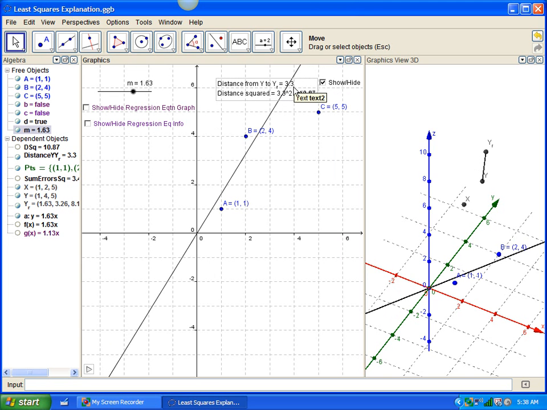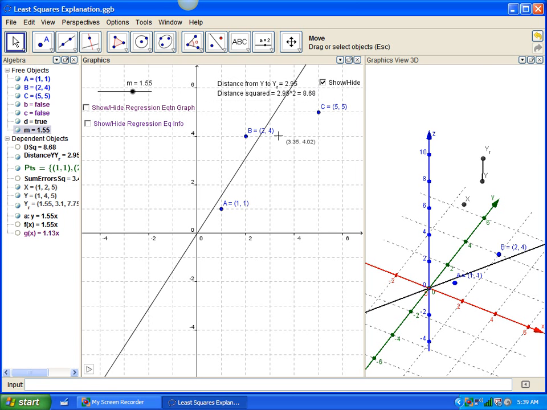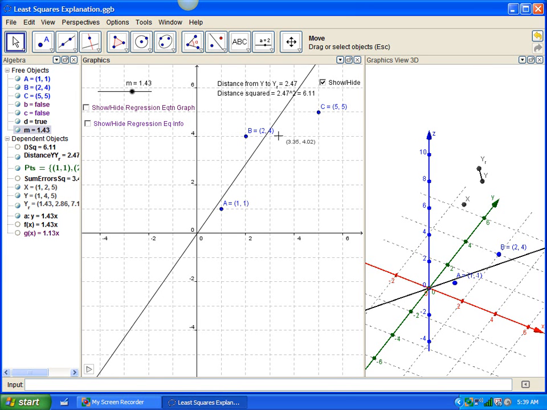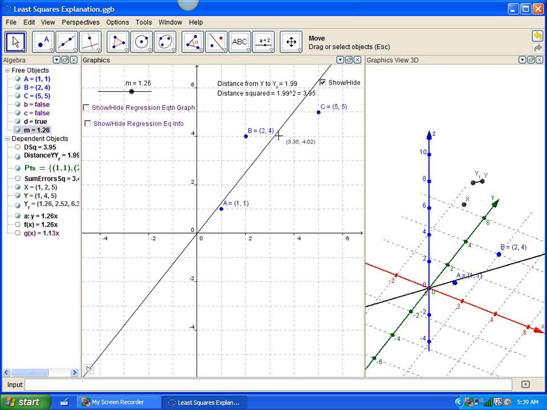See right up here, 3.3 is the distance. And I can make it smaller by changing my slope. Watch over here on the right, you can see it closer. And the distance gets less and less, gets down to 2.87. It just keeps getting smaller. 2.4, 2.3, 2.1. Oh, it's going to get less than 2. 1.9.